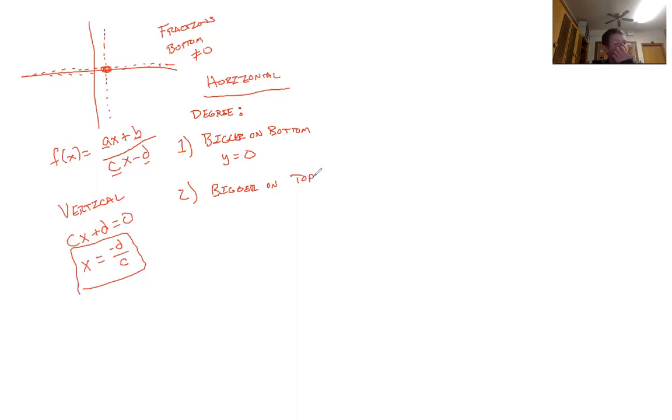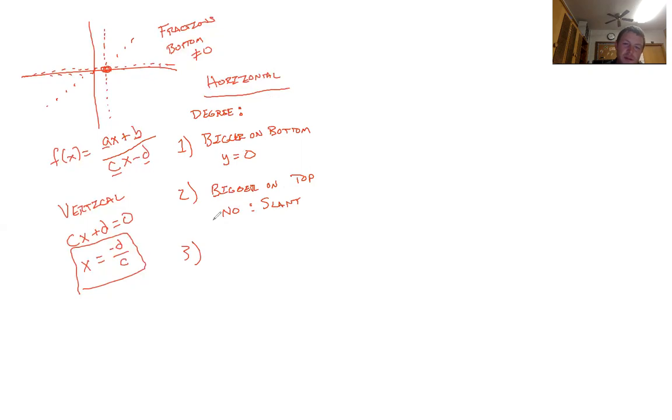If it's bigger on top, if we think about this, this power is bigger, then this will be able to divide into it, and there won't actually be a horizontal. There's no horizontal, and it'll actually be a slant, because when you divide it out, you'll be left with something, and we'll show you that it'll be more like a slant asymptote. So bigger on top, none. There's no horizontal. Bigger on bottom, y equals 0.